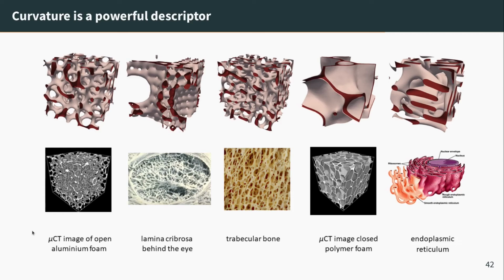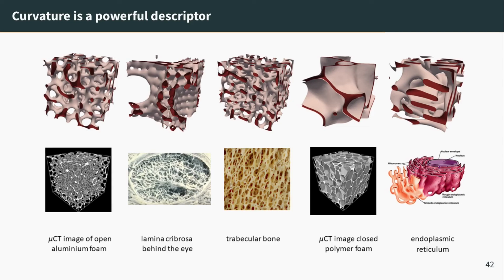image of aluminum foam. Here, this is lamina fibrosa. That's essentially a piece of collagen that is right at the location in your eye where the optic nerve connects to the retina. Here, this looks like essentially the inside of your bones, the bone marrow. This looks like another polymer form, and this looks like the endoplasmic reticulum that we have in our cells.